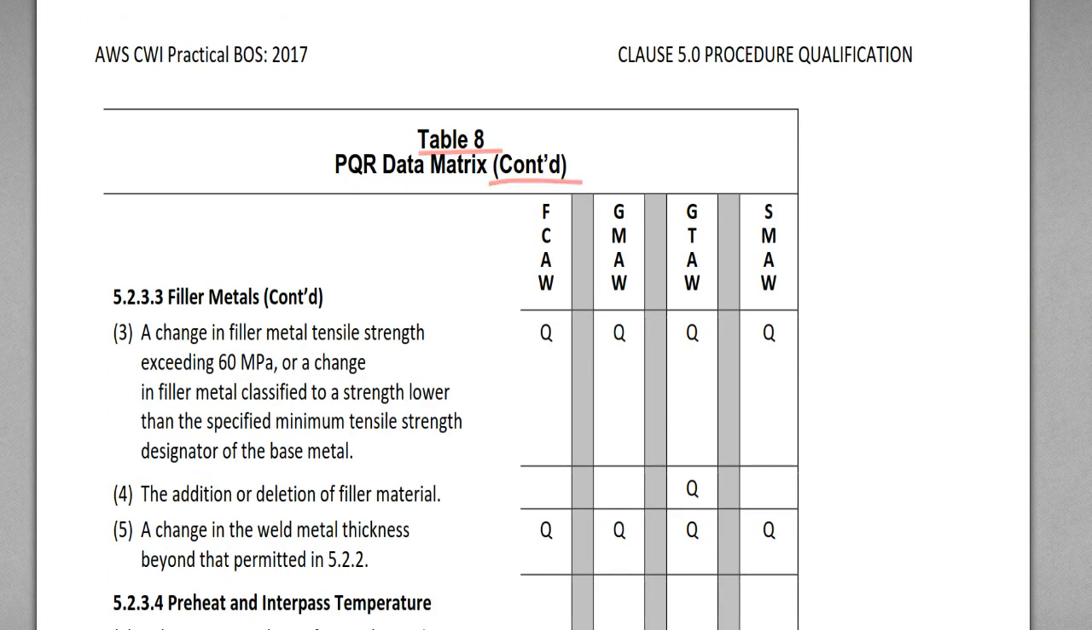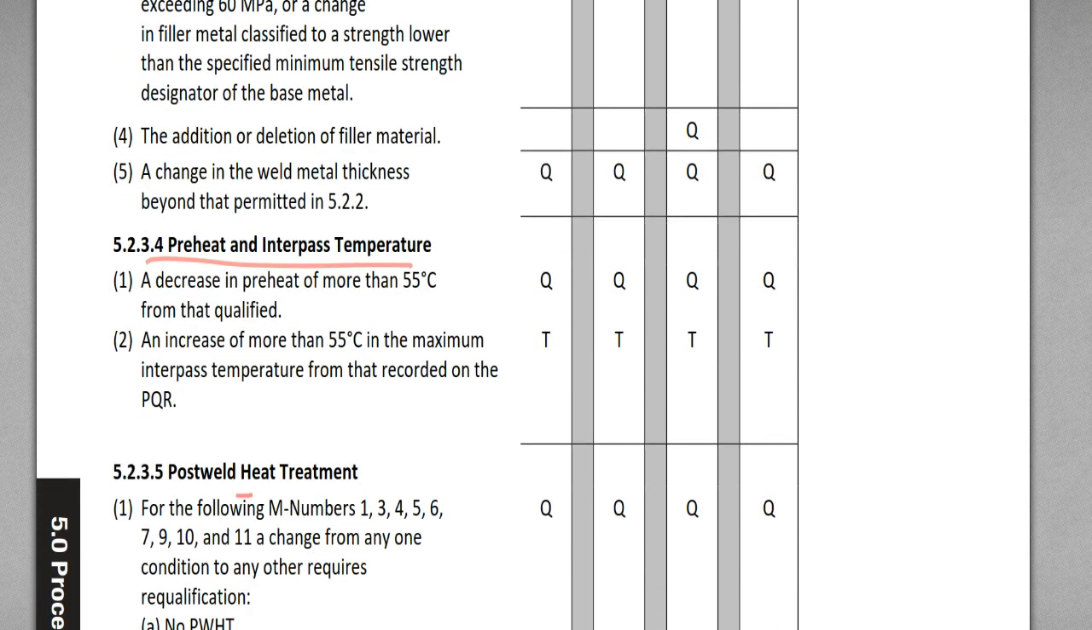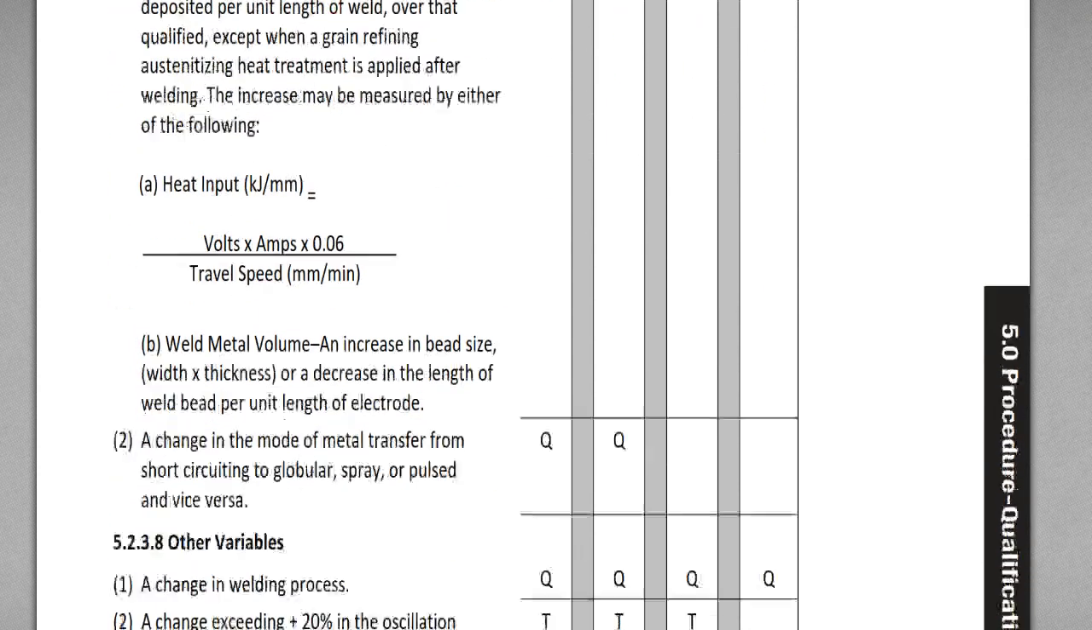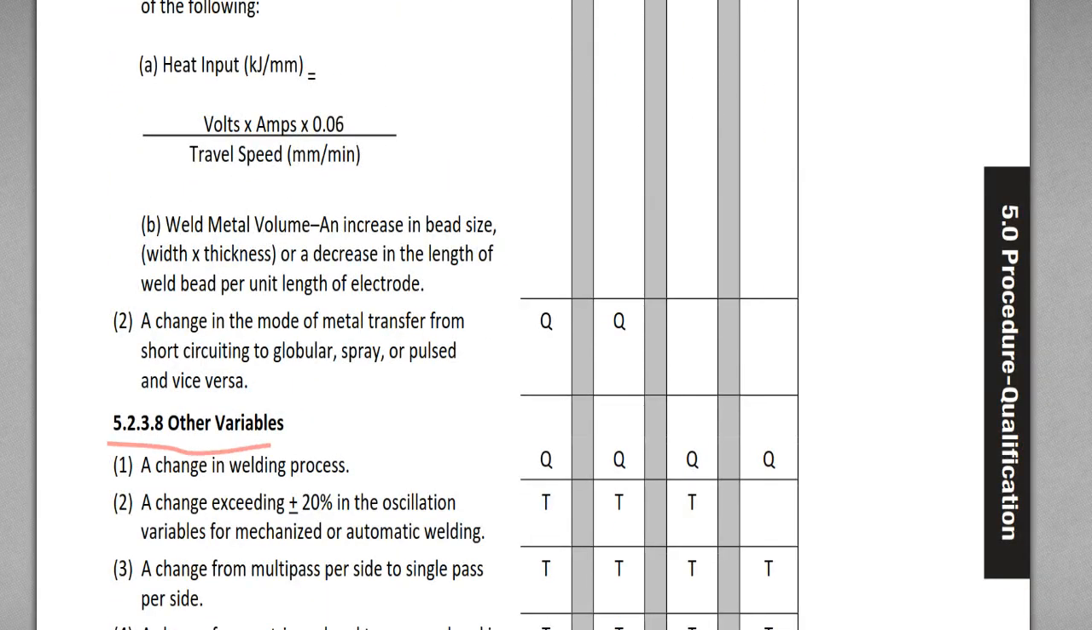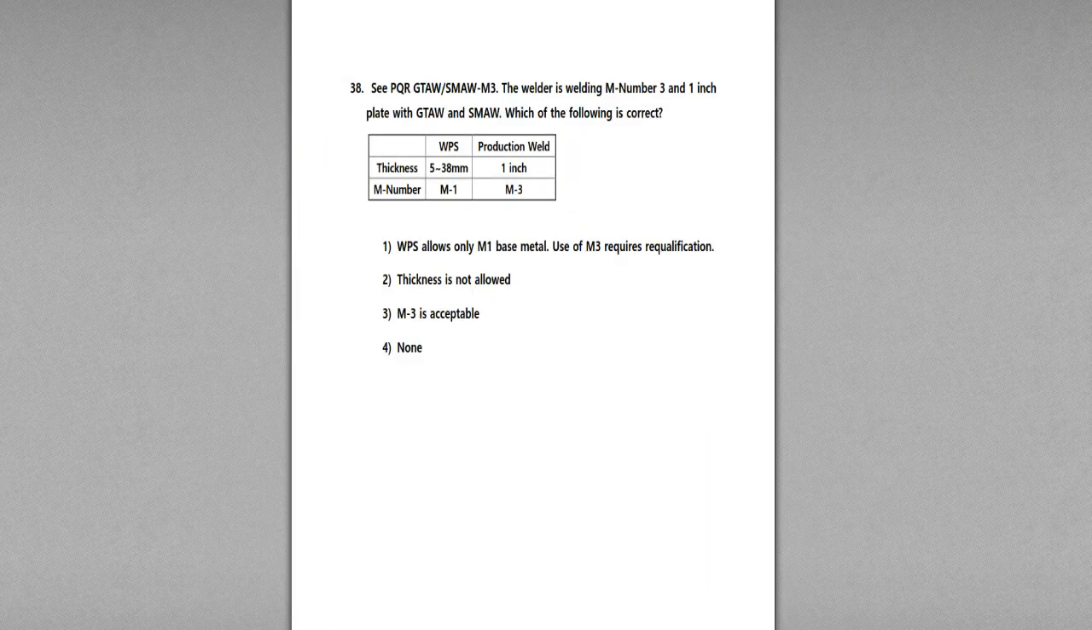Table 8 continued: filler metal and preheat, interpass temperature, post-weld heat treatment, shielding gas, electrical characteristics, and other variables. In the actual CWI Part B exam, some kinds of variable questions appear, but they are not difficult questions. So for example, I'm going to show you the actual questions.